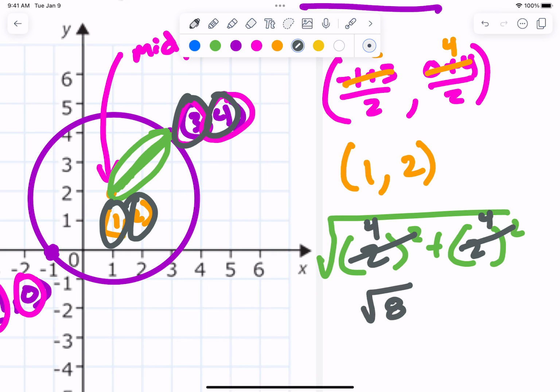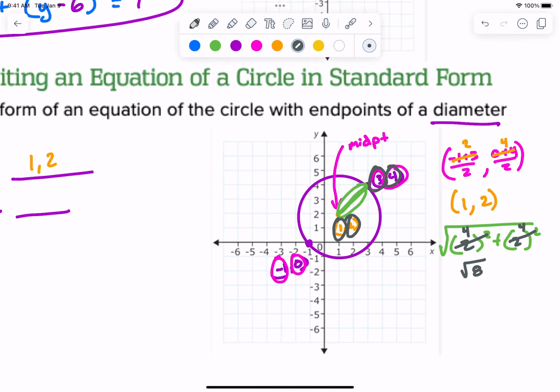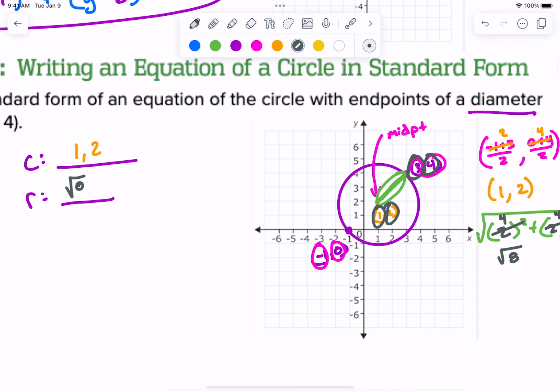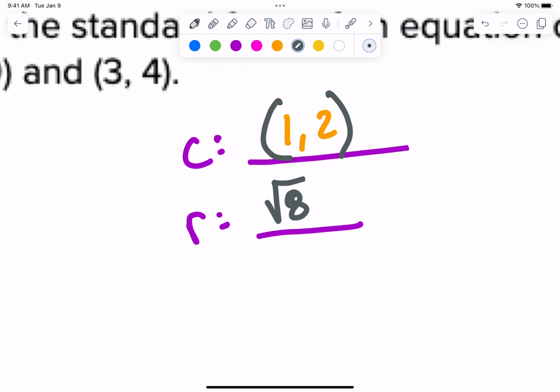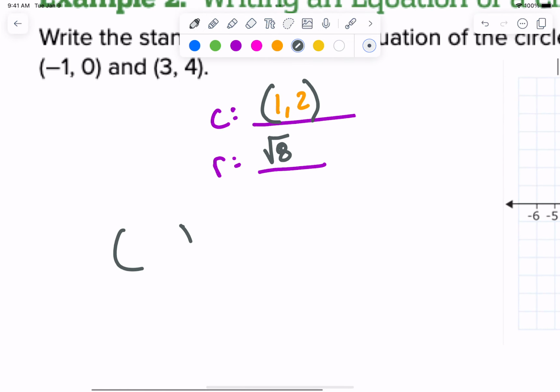And you're not going to calculate it as a decimal, because I'm going to show you why here in a second. We're just going to call the radius the square root of 8. Got it? Those are the 2 pieces of information that we need. All right, now, here's my equation of my circle.